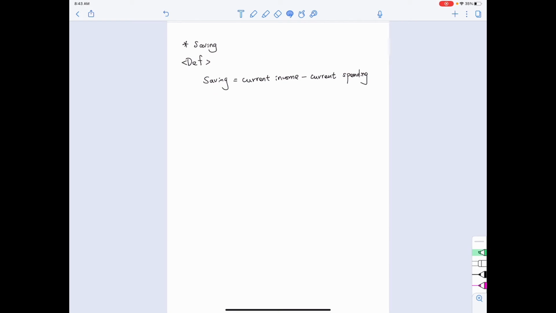When we talk about savings, we also care about the saving rate, which is the percentage of the current income that we save. We define the saving rate as saving divided by current income. Then we define the private saving. The private saving is the household saving plus the firm saving. Here, private means non-government.